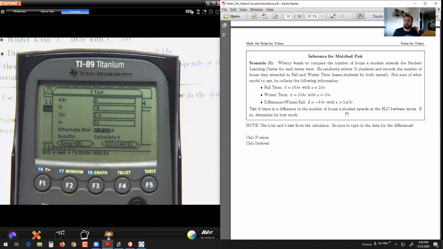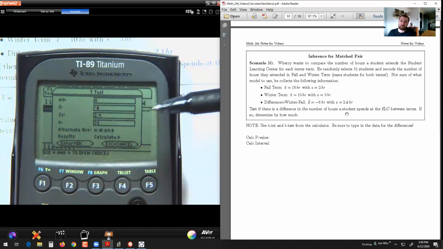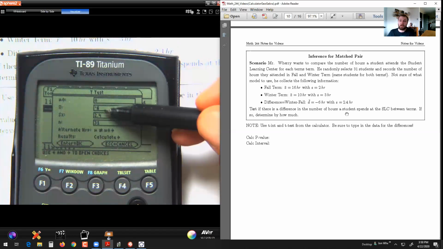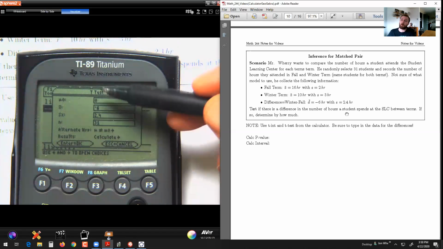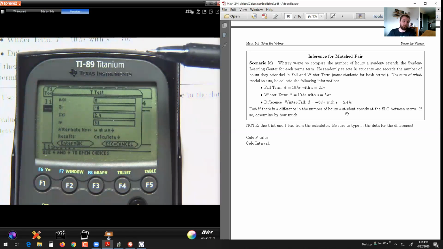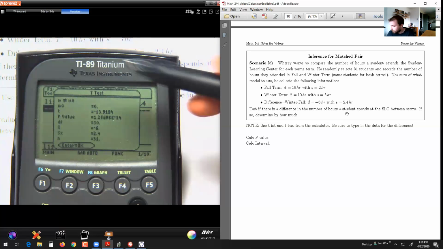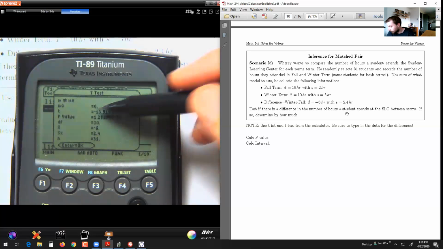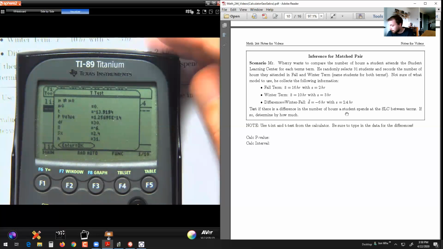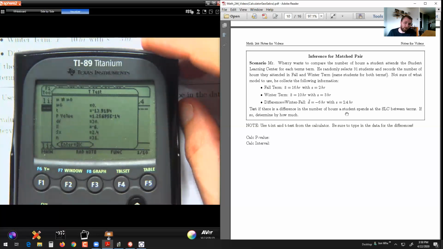So this kind of has the flair of a two independent group thing for that 0 for the null hypothesis, mixed with a one sample thing where I'm only typing in the information for the differences. I'm going to choose calculate. This gives me a t-score of -13.92, and it gives me a p-value of 1.25.